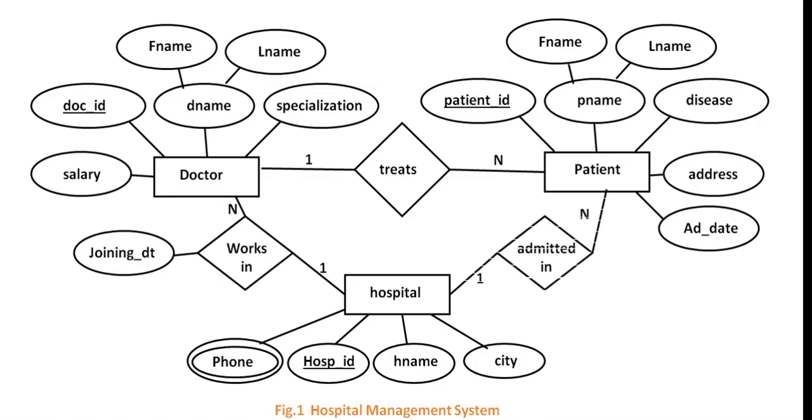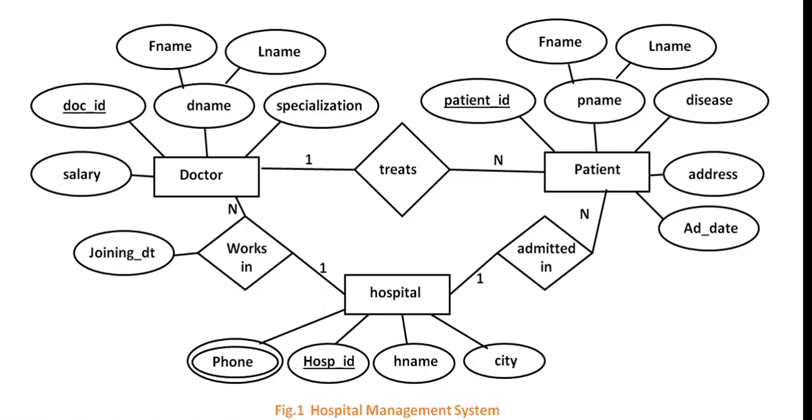Okay, similarly, we have another relationship between hospital and patient entity, which is admitted in. Patient admitted in hospital. Okay, here it also shares many to one relationship, that is many patients are admitted in one hospital. Okay, that's why n and 1 is written over here.